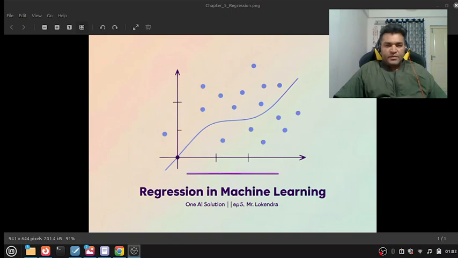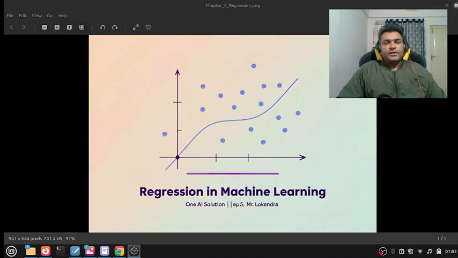Hello friends, in continuation of the machine learning series, this is regarding regression. This is one of the algorithms for supervised machine learning. In my last video, we went through the classification method. So here, this is regression.